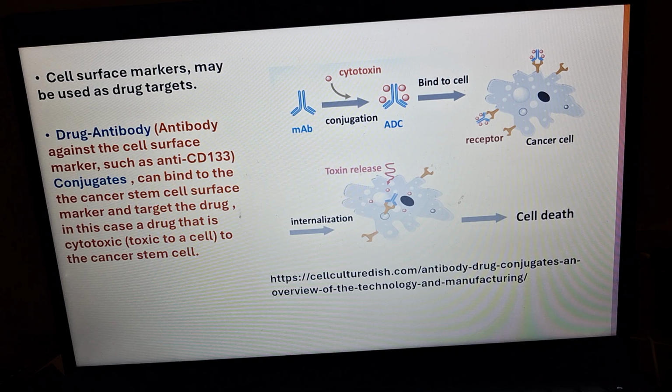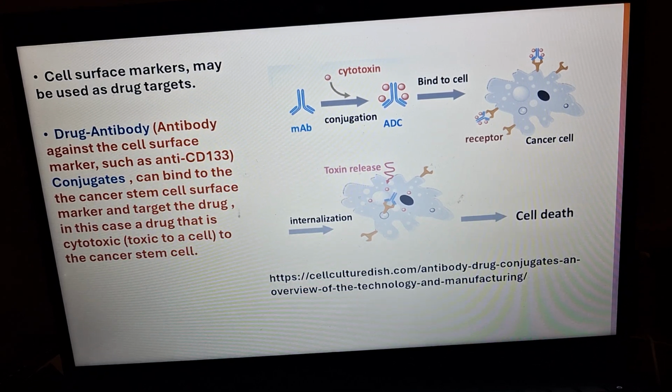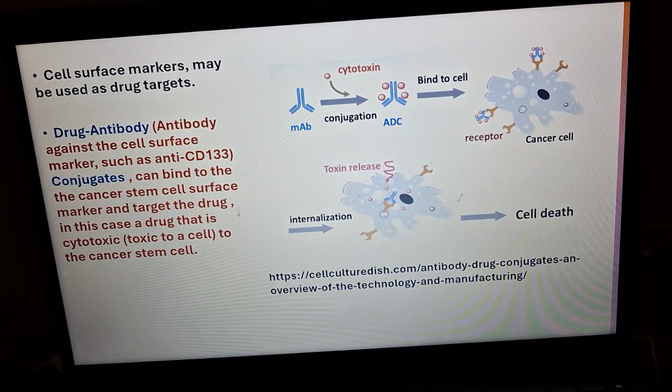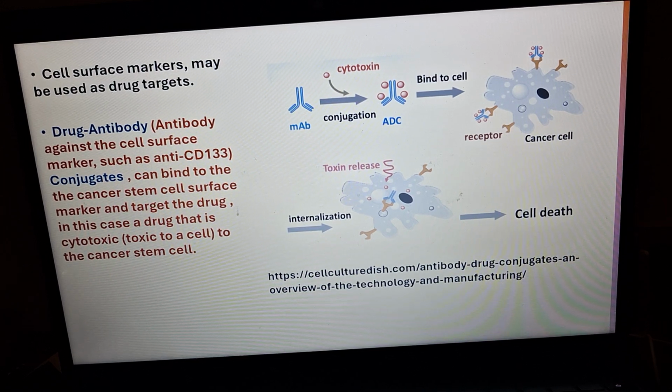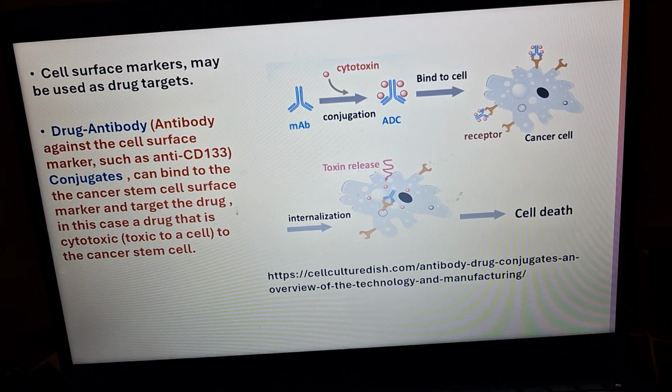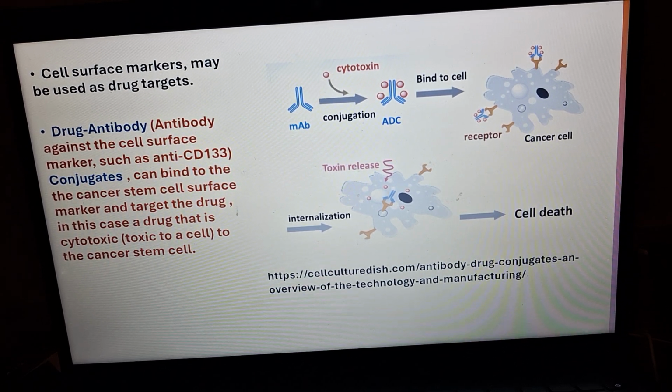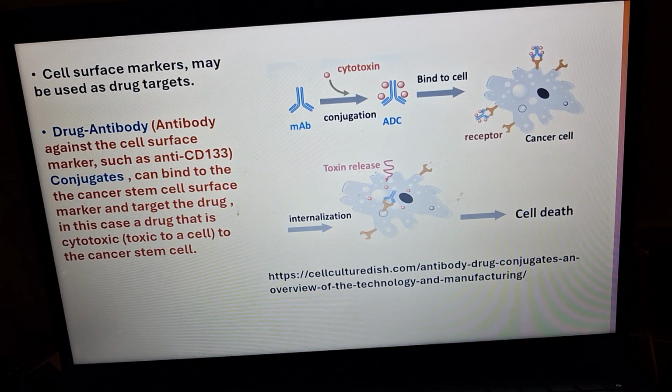So when the drug antibody conjugate binds to the CD marker on the surface of a cancer stem cell and then they get internalized by the cell, this particular drug, which is cytotoxic or cell killing, is released inside the cell and kills the cancer stem cells.